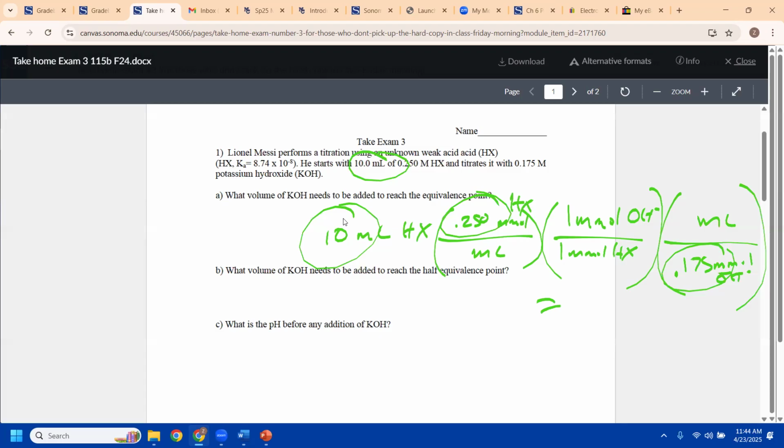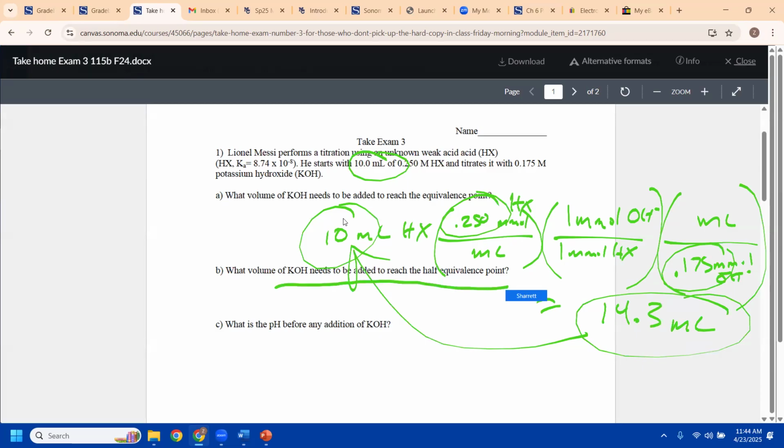So did anybody punch this into their calculator? What'd you get, Robert? Okay, 14.3 milliliters. So is that higher than the 10 mL? Yes, that makes sense, right? So now we know what the volume is. Then I ask what volume of KOH needs to be added to reach the half equivalence point? How would you figure out the half equivalence point in this case? Let's see. Bianca, how would you figure out the half equivalence point?